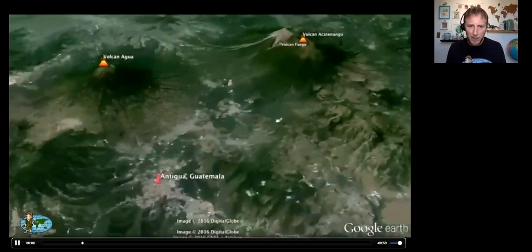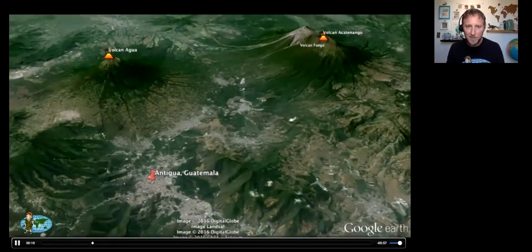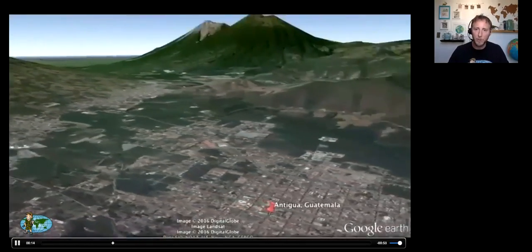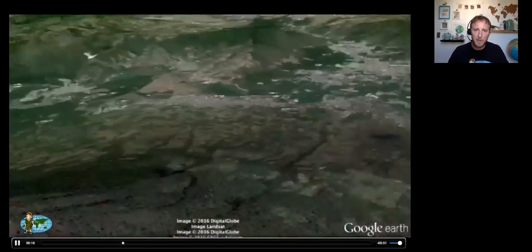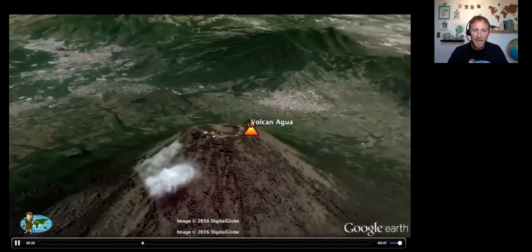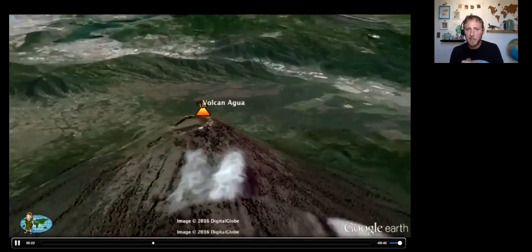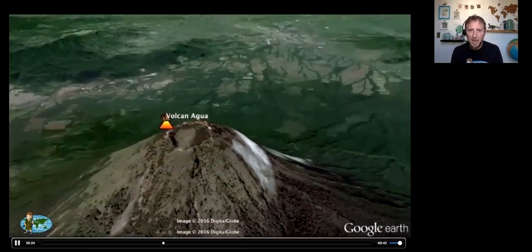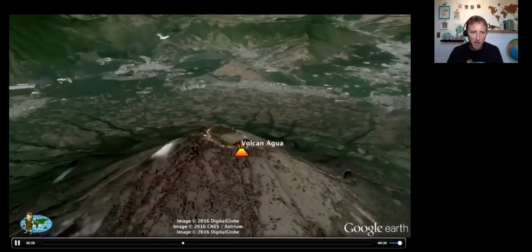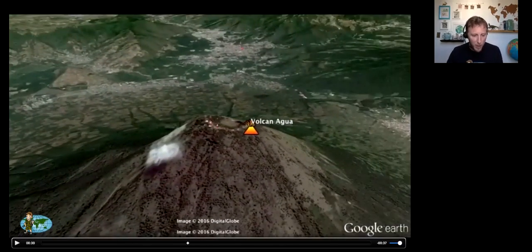And Antigua is a town of about 50,000 people, and it's surrounded by 3 volcanoes. So you get a shot at those 3. The one that's closest is Volcan Agua. And if you have studied Spanish, even just a little bit, you may have recognized that word agua, which means water. So this is water volcano. And the water volcano is 12,340 feet tall.